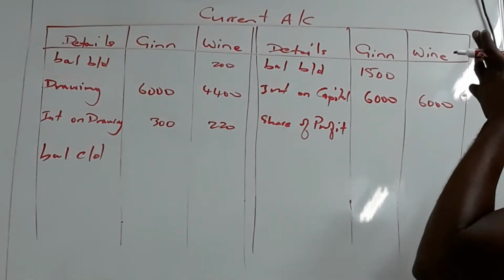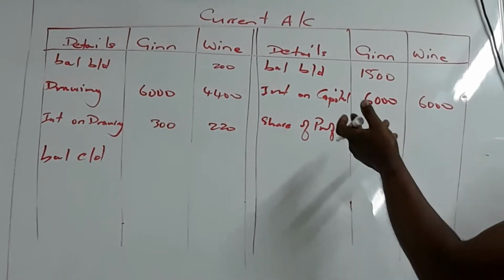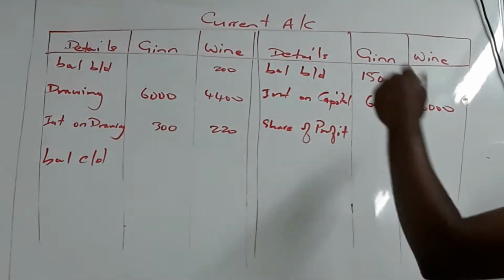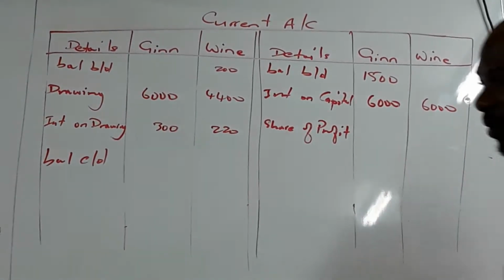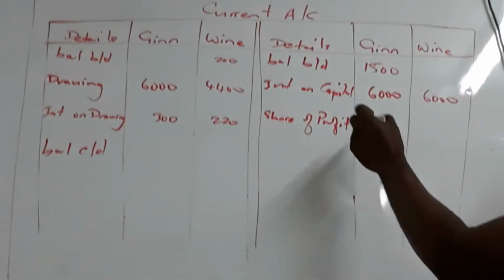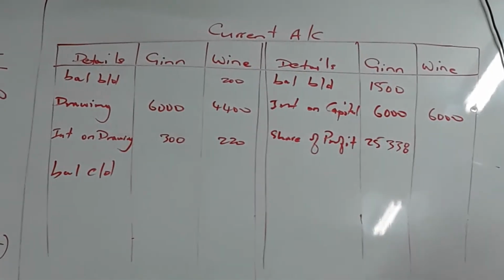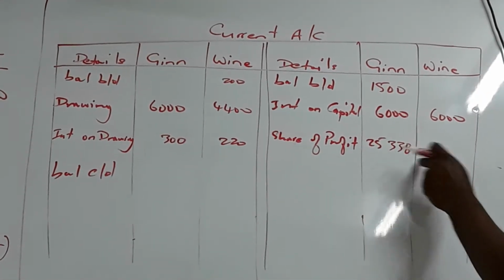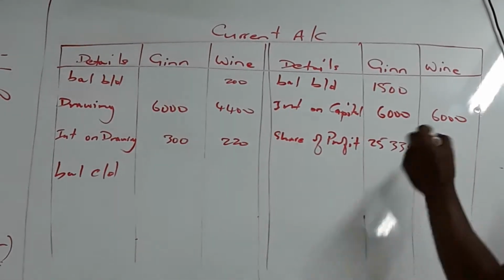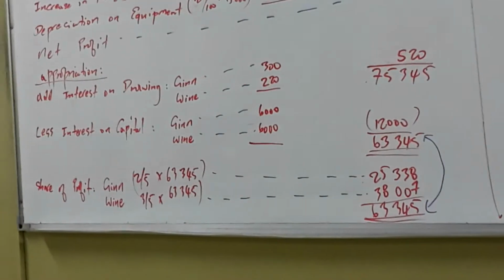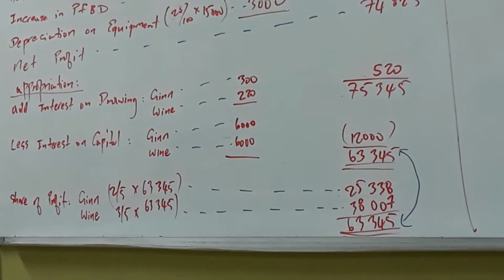Now there was no salary that was paid out, so no salary would be there. There was no interest on loan, there was no bonus. So we'll move right into our share of profit, which was also calculated in our appropriation account. For Gin, the share of profit was 25,338, whereas for Wine it was 38,007. So these are all the things that would have been included.